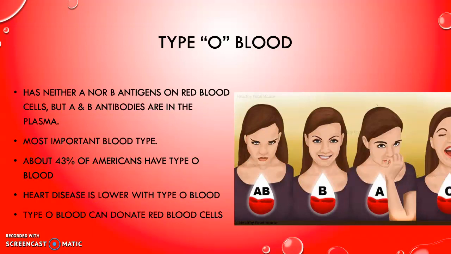Type O blood has neither A nor B antigens on the red blood cells, but it has A and B antibodies in the plasma. It is the most important blood type. It is a universal blood type.